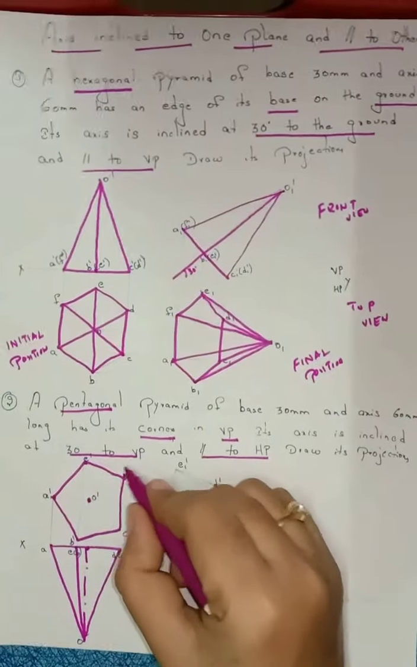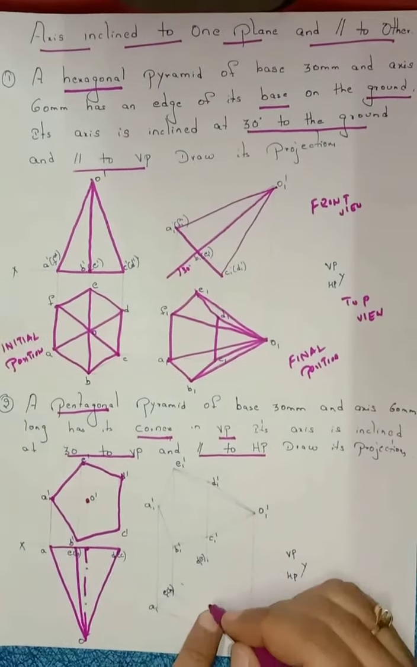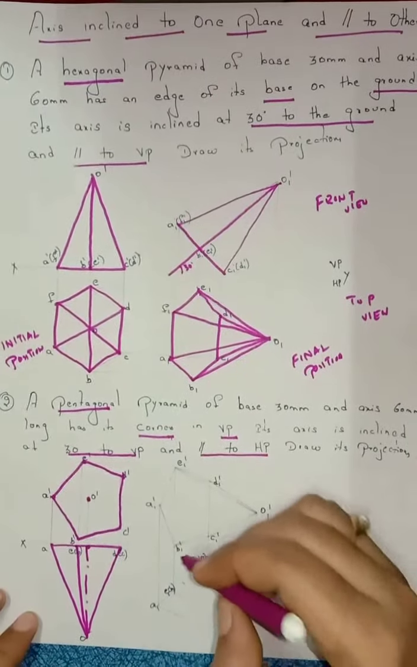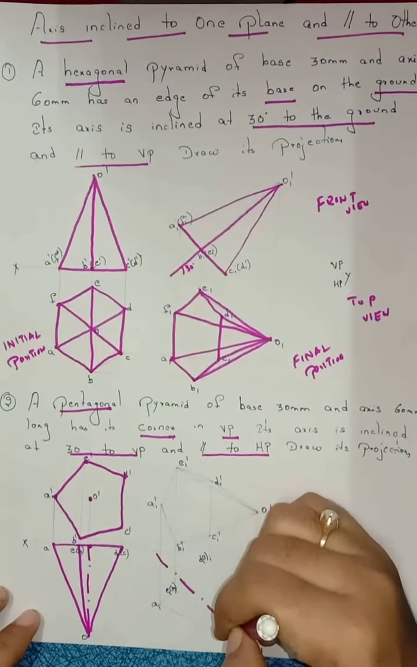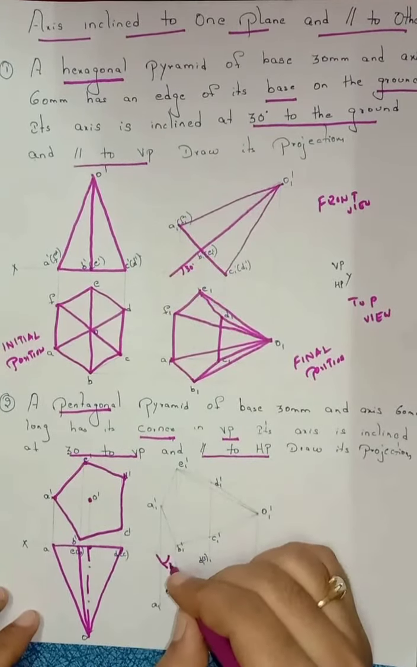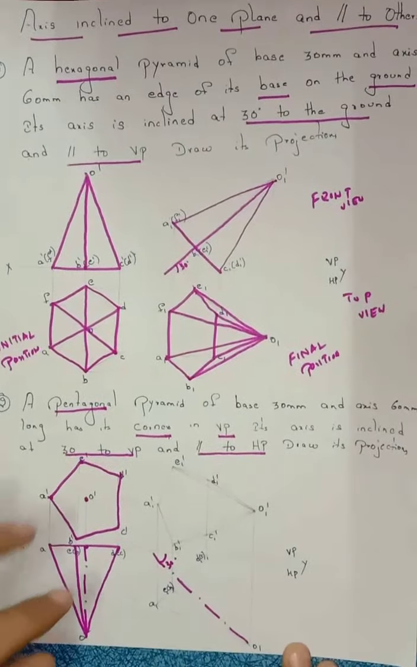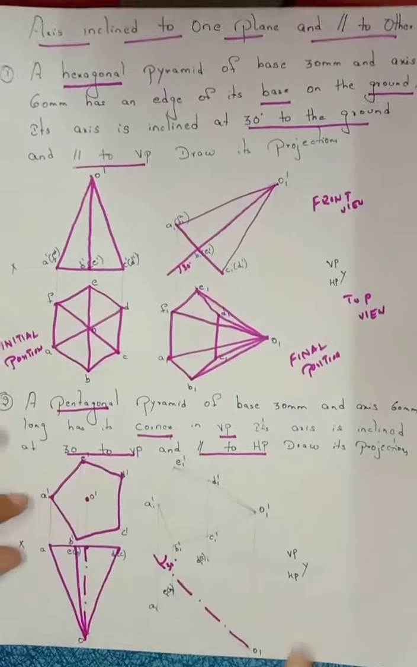What is the angle? 30 degrees to VP. To VP means here, right? So first draw the axis line of any length. Angle is here 30 degrees. After that, the same pyramid you have to construct here.